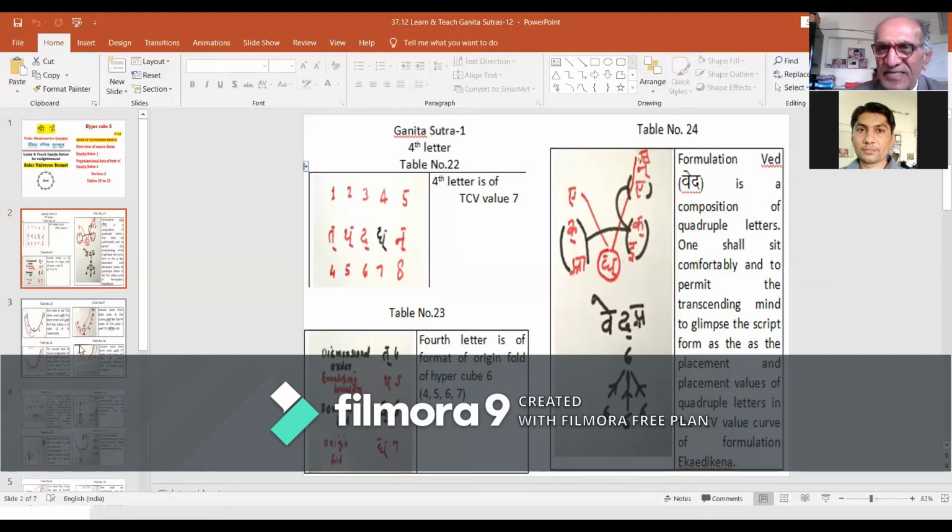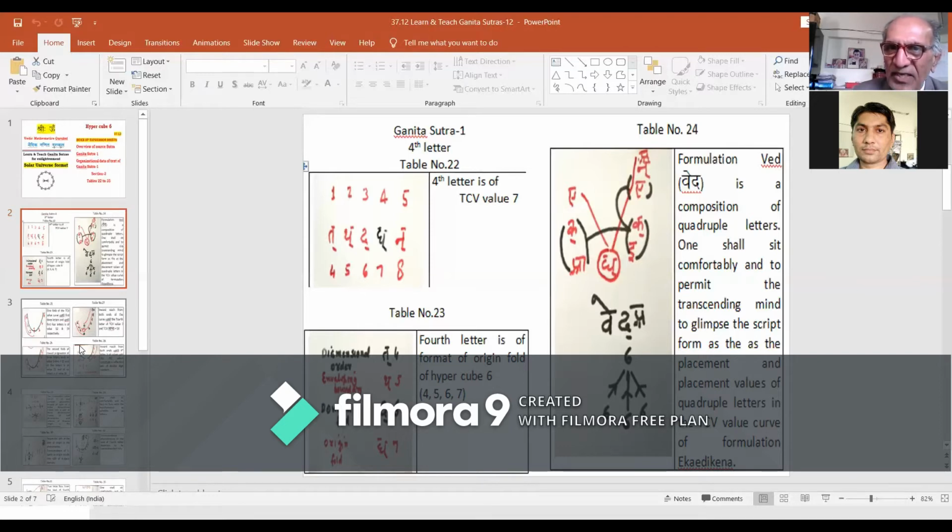Now, let us sit comfortably. Let us visit the script form of the formulation Ved. Formulation Ved is a composition of quadruple letters. We shall be face to face with the script forms of these 4 letters, the TCV values of these 4 letters, the sequential placements of these 4 letters, and then have its superimposition on the TCV values curve of the formulation Eka Adhikain.